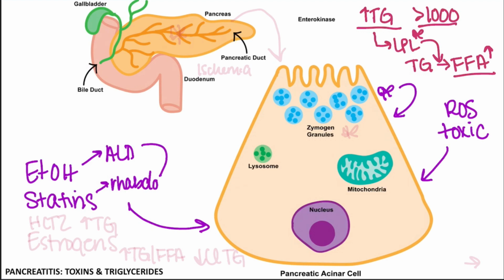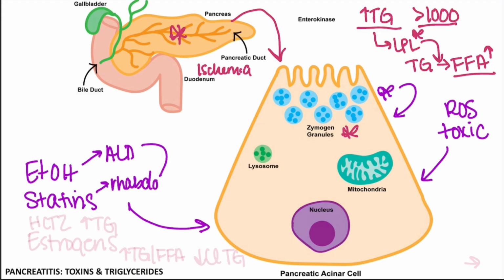So these toxic free fatty acids can trigger the inflammatory response in the pancreas, leading to ischemia in the capillaries and damage to the acinar cells. So the cellular damage will eventually lead to either the premature intracellular or extracellular activation of those digestive enzymes, triggering further acinar cell damage and inflammation and so on.